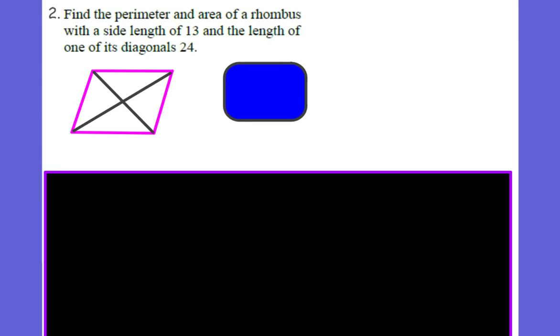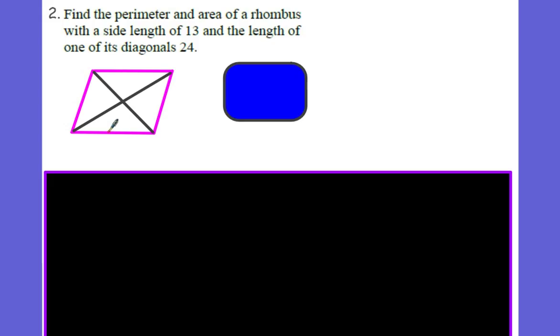So this one is on your note sheet, example 2. It says find the perimeter and area of a rhombus with a side length of 13 and the length of one of its diagonals 24. All right, so you got to kind of remember some properties of a rhombus. It is a parallelogram where all its sides are congruent.